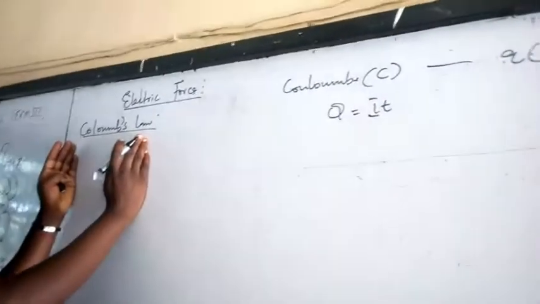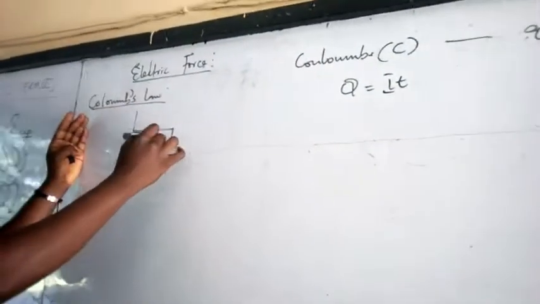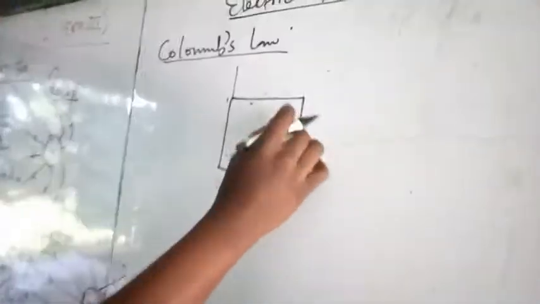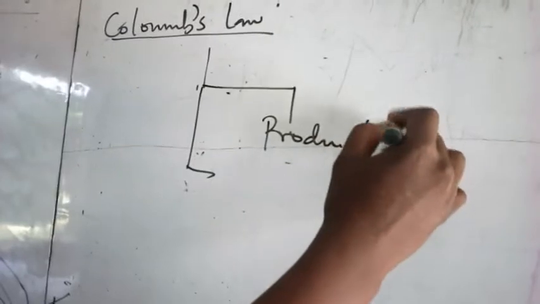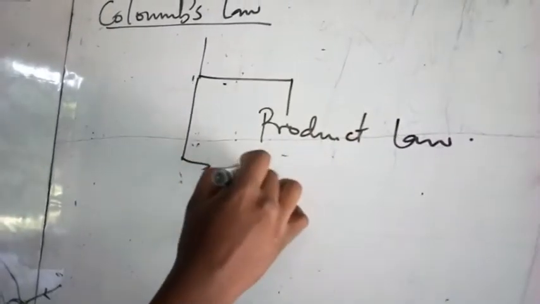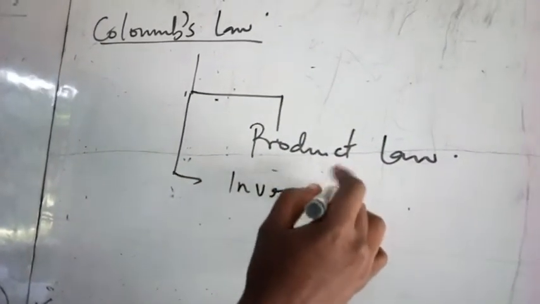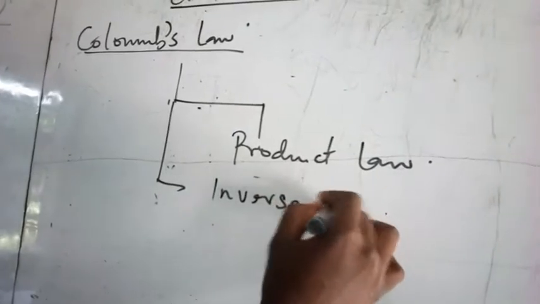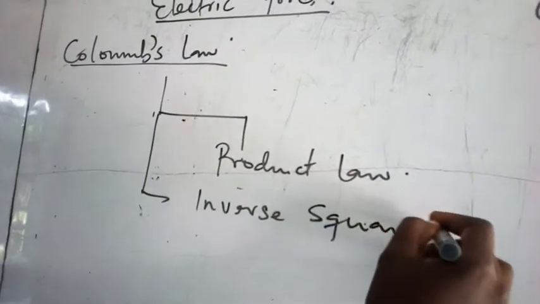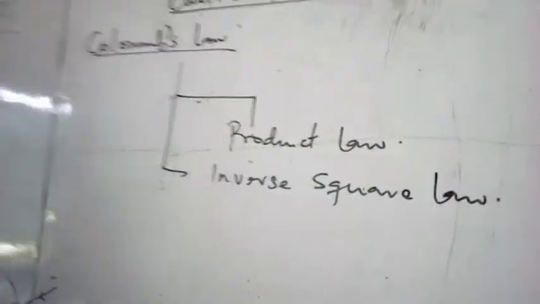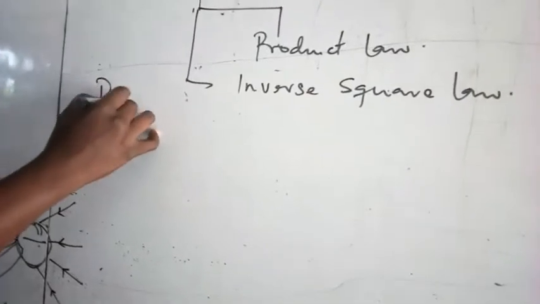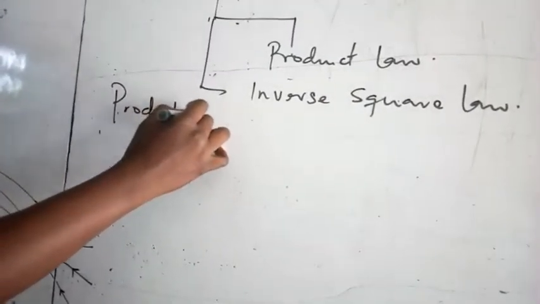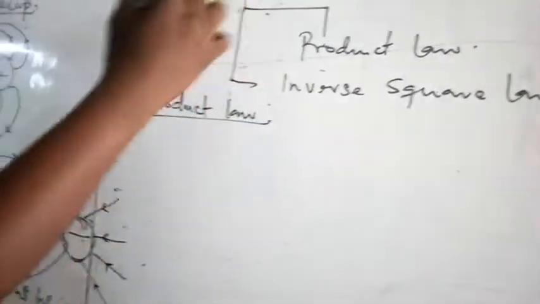Now it's different from Coulomb's law. When we talk about Coulomb's law, it is divided into two parts. We have the product law and the inverse square law. It's divided into two parts, although I'm going to combine it later. Now let us look at the product law. What is it trying to state to us?